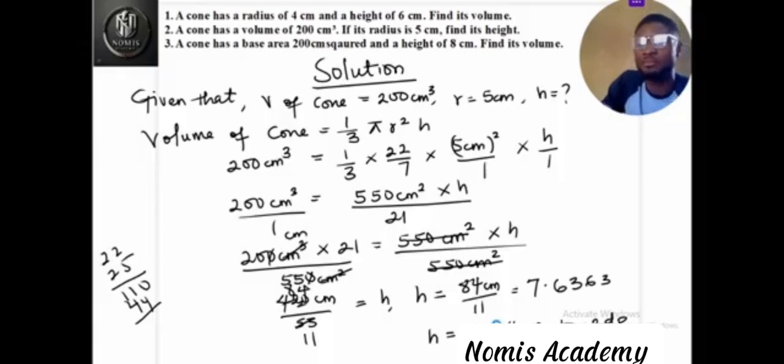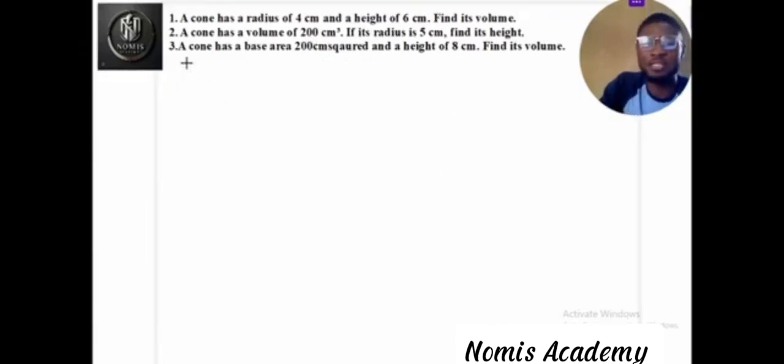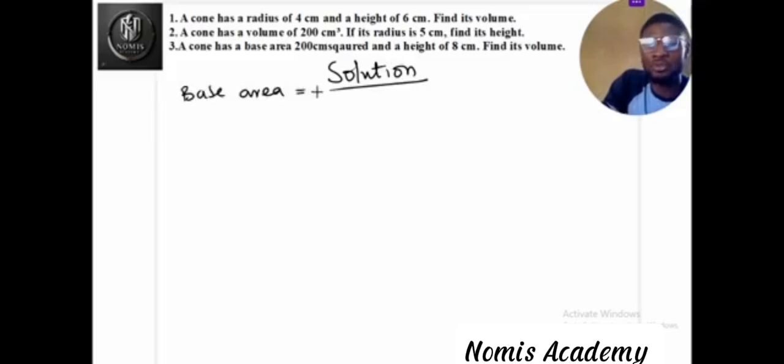Let's take example number 3. Example number 3 says a cone has a base area 200 centimeters squared and a height of 8 centimeter. Find its volume. Wow, this time now the base area has been calculated and the height is given. The question asks that we should find its volume. So let's go into the solution immediately. Solution. So now base area is given. Base area is equal to 200 centimeter squared, and then the height is equal to 8 centimeter.